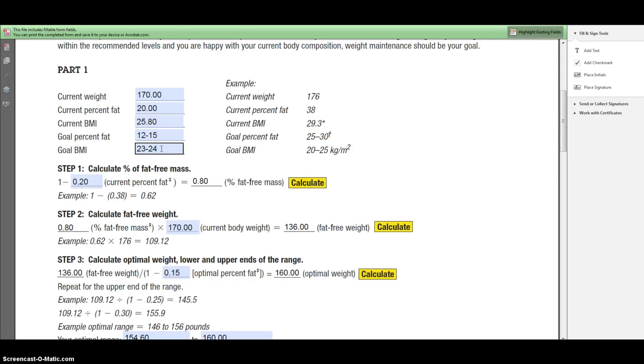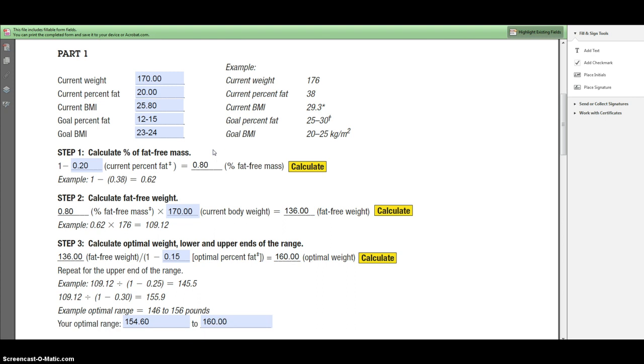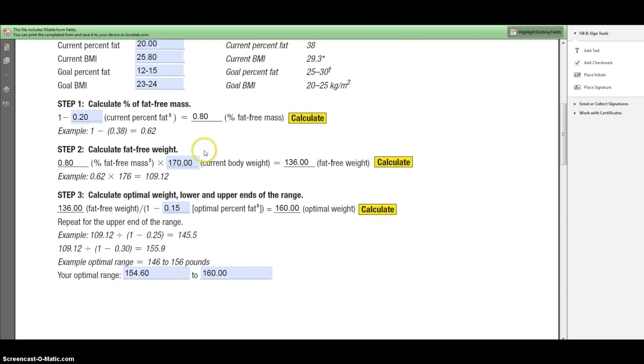Go ahead and set your range, what's appropriate for you, and if you look at the table on page 146, that can help you. I set mine at 23 to 24, which would seem a little high. However, I also know that I have a little more muscle mass, and BMI is not going to differentiate between lean mass and fat mass. So this is just knowing my body type a little bit. So let's go ahead and move on to step 1.